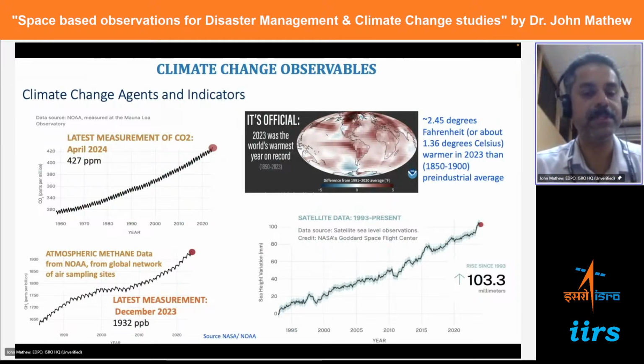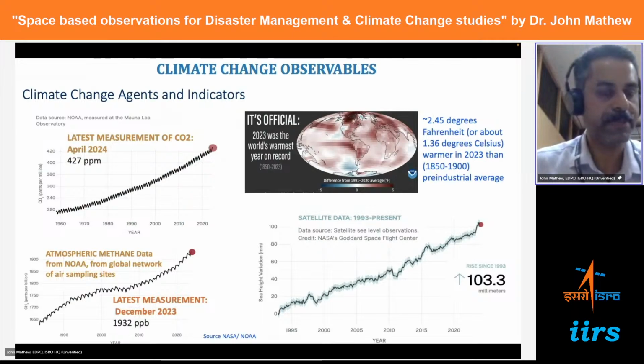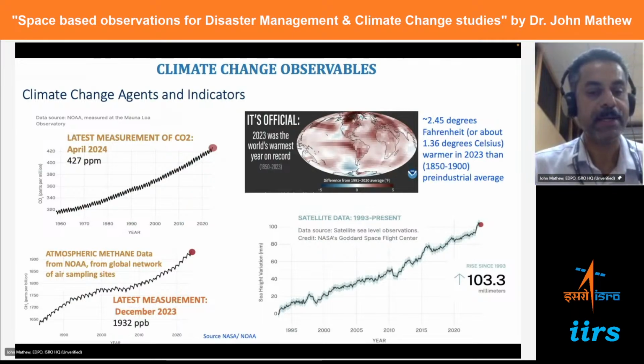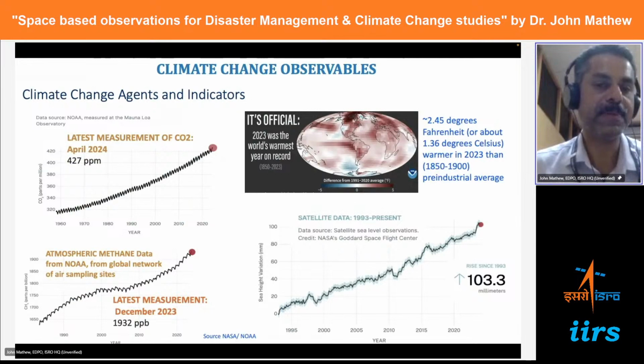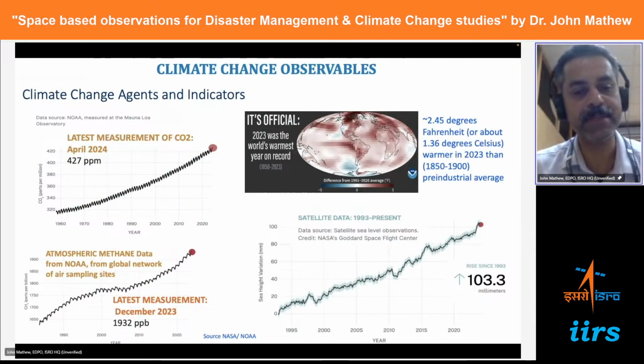Then in the lower left side, you see the observation of methane. These two observations, both carbon dioxide and methane, are from the US side, from NOAA. And you can see that the methane concentration is about 1932 parts per billion. One thing you can notice here is that these concentrations are at very minute levels, either in parts per million or billion.